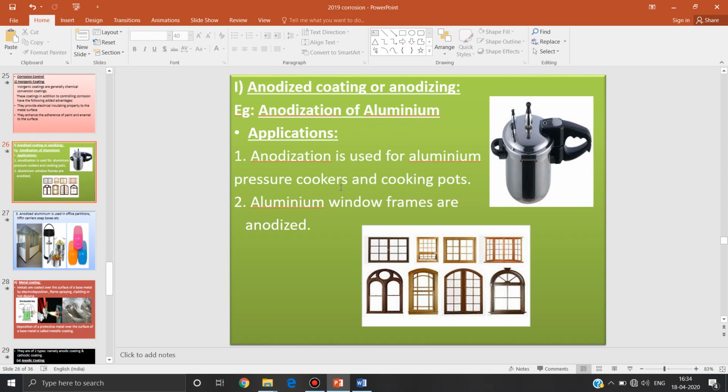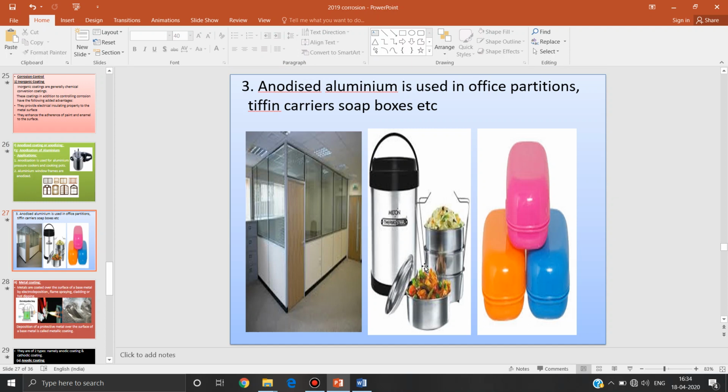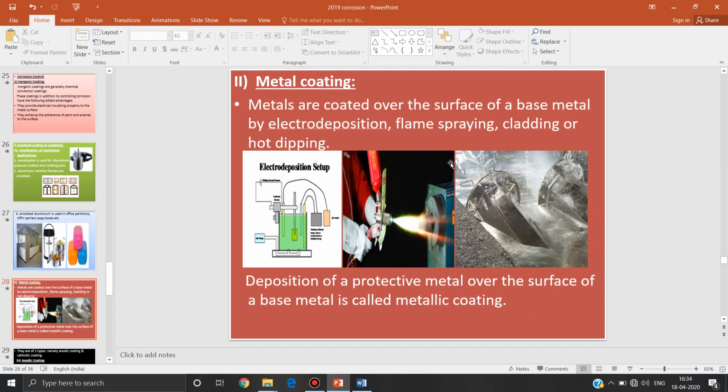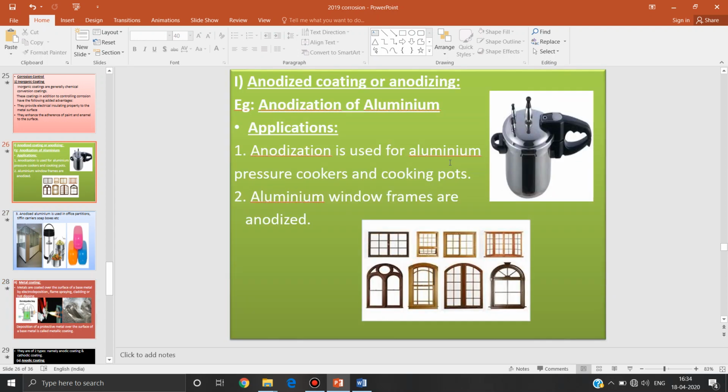What are the applications of this anodization? Anodization is used for aluminium pressure cookers and cooking pots. Aluminium window frames are anodized. That gives a decorative look also. Anodized aluminium is used in office partitions, tiffin carriers, soap boxes, etc. So, what is anodization of aluminium?